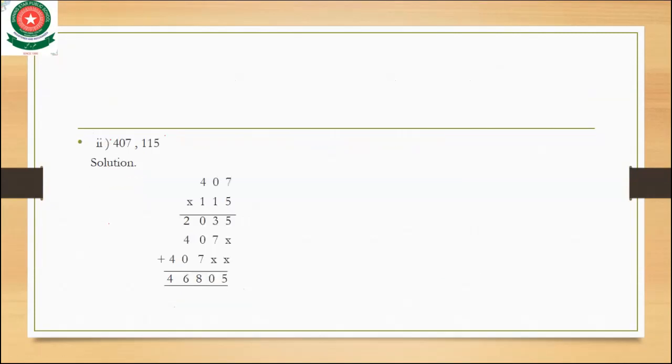Okay, come to the second part of example 1. This is 407 times 115. So multiply this 407 and 115. So first of all, we multiply the most right side number 5 with all the numbers which are up. Okay, first 5 sevens are 35. 5 comes here and 3 goes as a carry.